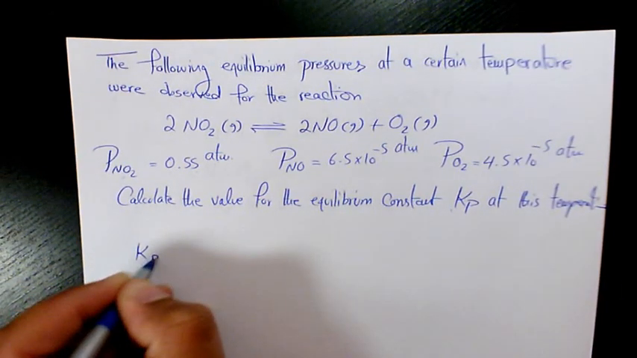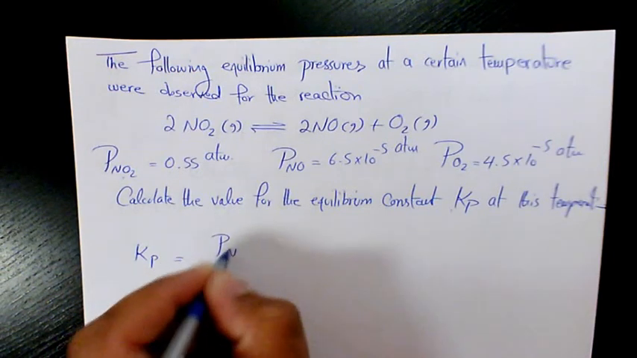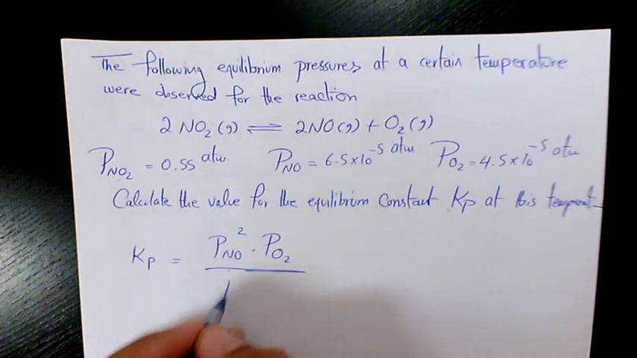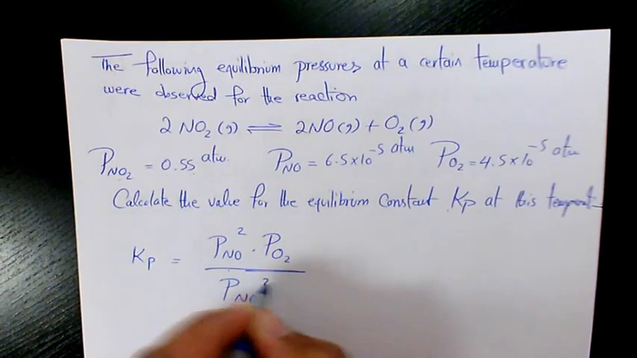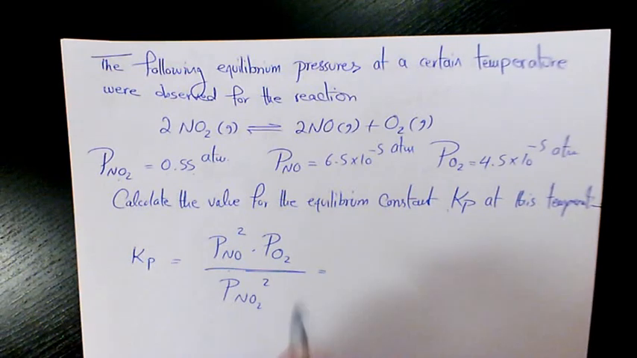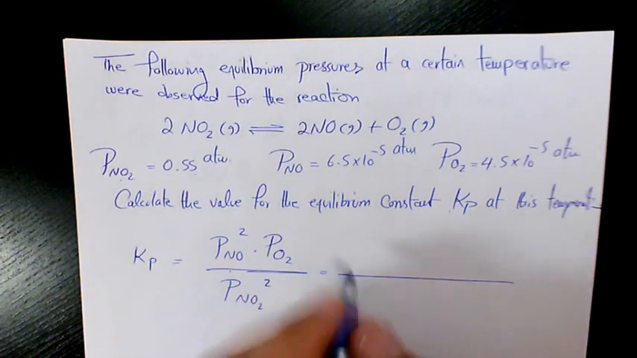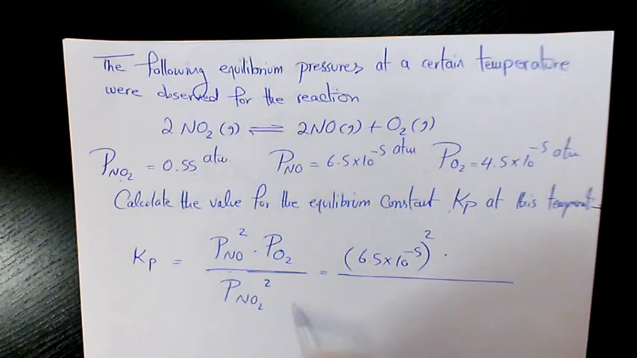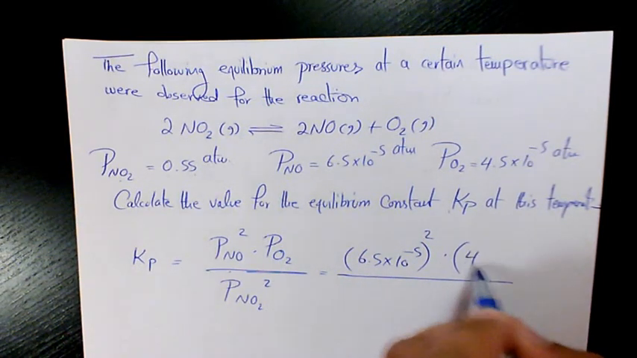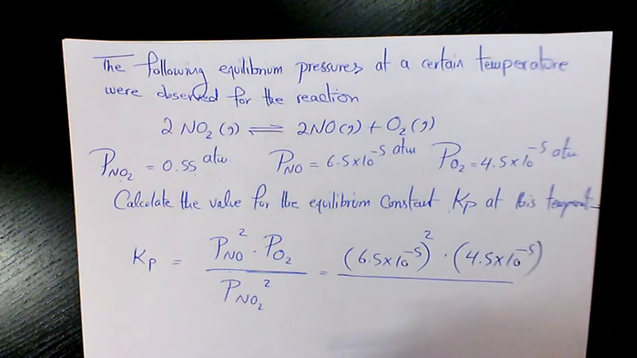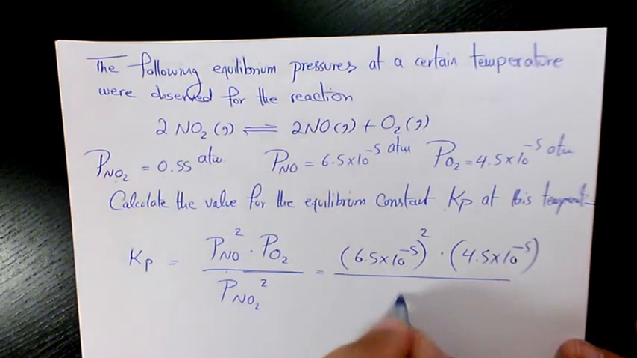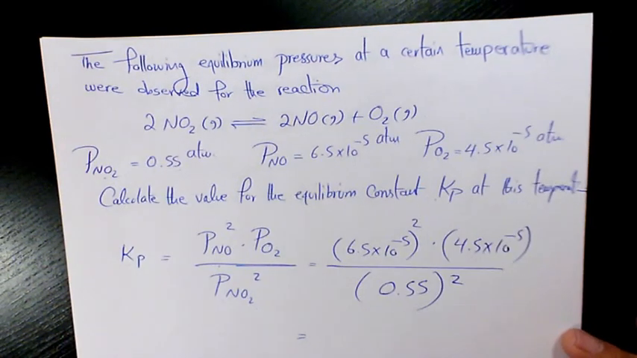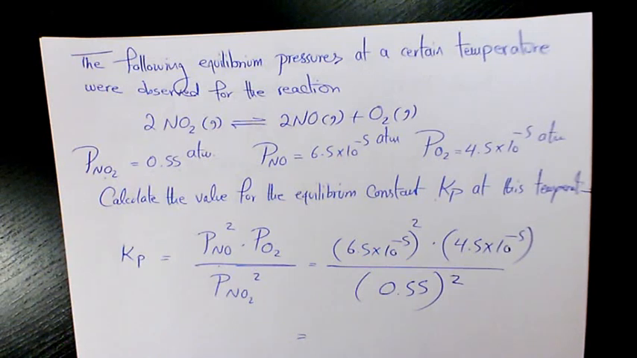So Kp will be equal to pressure of NO to the power of 2 times pressure of O2 divided by pressure of NO2 to the power of 2. So the pressure of NO is 6.5 times 10 to the power of negative 5, squared. Pressure of O2 is 4.5 times 10 to the power of negative 5. And the pressure of NO2 is going to be 0.55 to the power of 2. So let's calculate it.